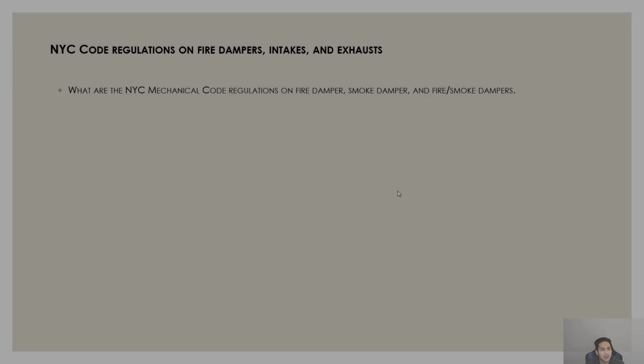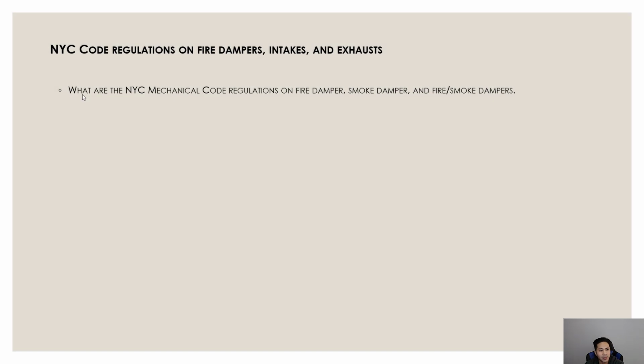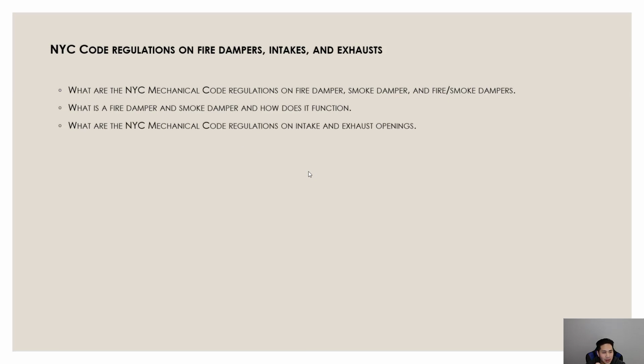Okay, so in today's video, we're going to talk about what the New York City Mechanical Code regulations are on fire dampers, smoke dampers, and fire smoke dampers. Then we'll discuss what a fire damper and smoke damper are and how they function. Then we'll talk about the New York City Mechanical Code regulations on intakes as well as exhaust openings.